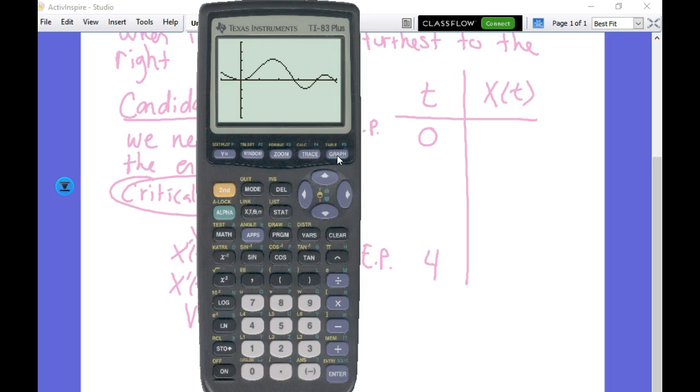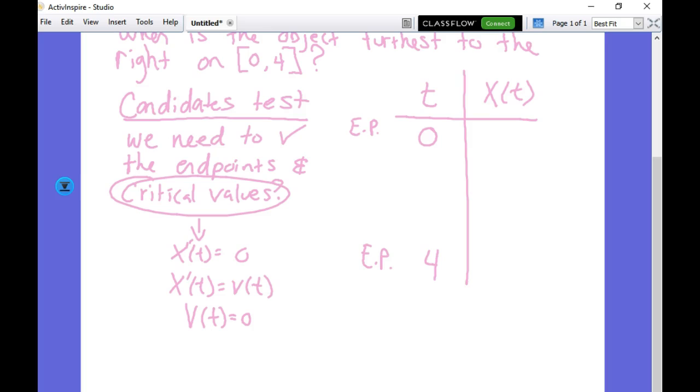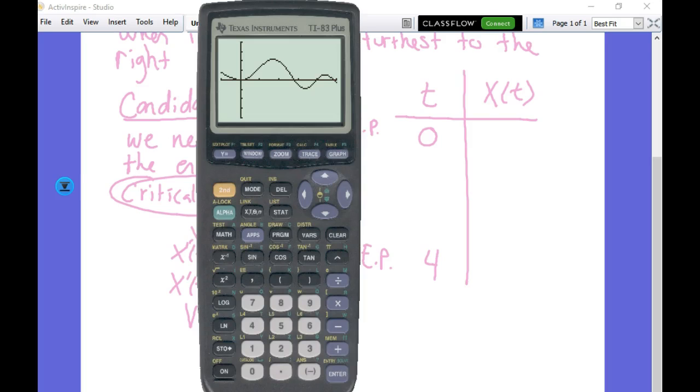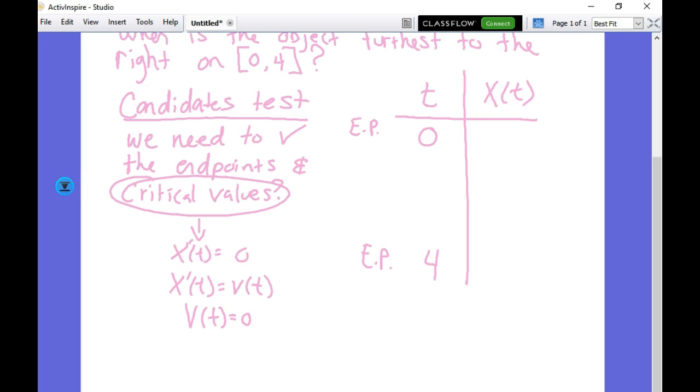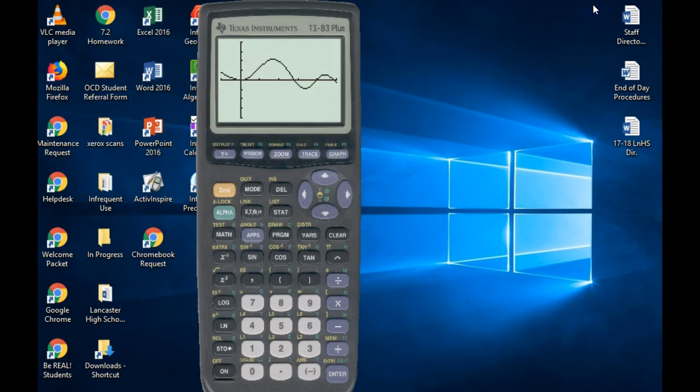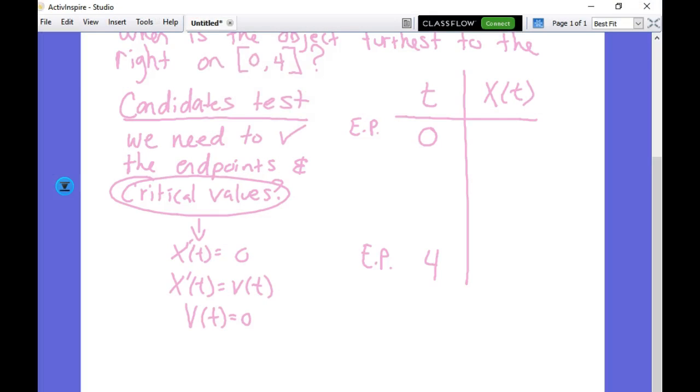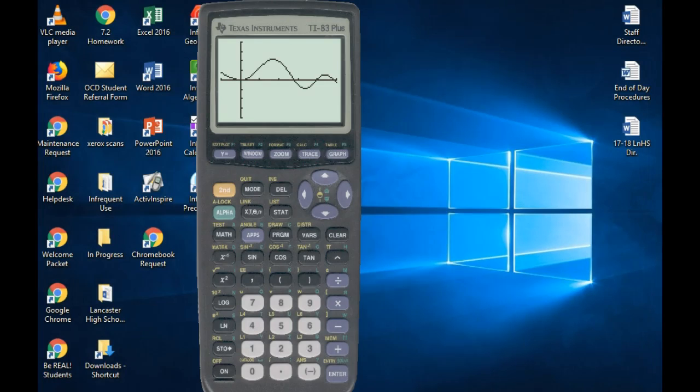All right. So I see 2 places where my derivative is equal to 0. I see it's equal to 0 like right about here. And this one's hard to tell. I don't know if this is before 4, at 4, or maybe a little after 4, so I'm going to check it just in case. So let's go ahead and check both of those.